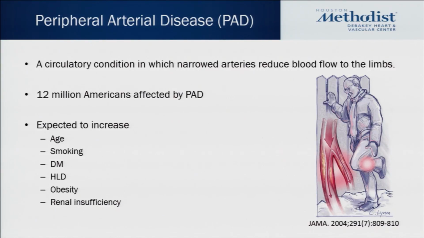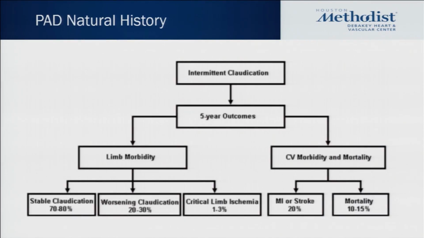Approximately 12 million Americans are affected with peripheral arterial disease, and the risk factors are increased age, smoking, diabetes, hyperlipidemia, obesity, and renal insufficiency. This is the most important part of my talk.